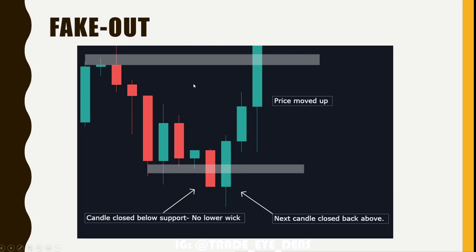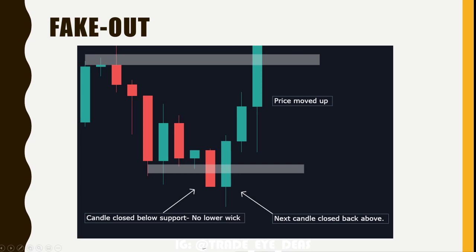Now again, what did I say? When these fake outs occur, there's a higher chance that the candles will then start to move in the opposite direction. So this broke down below, closed back above, and then it started moving in the opposite direction towards the resistance to the left here. Okay, so hopefully that makes sense.